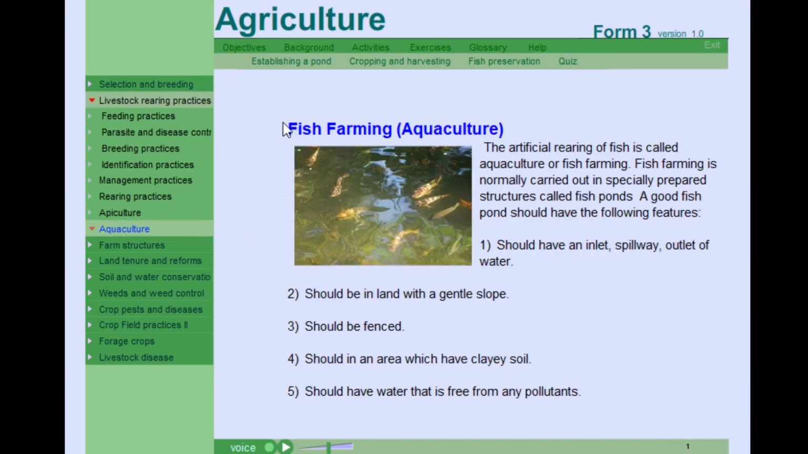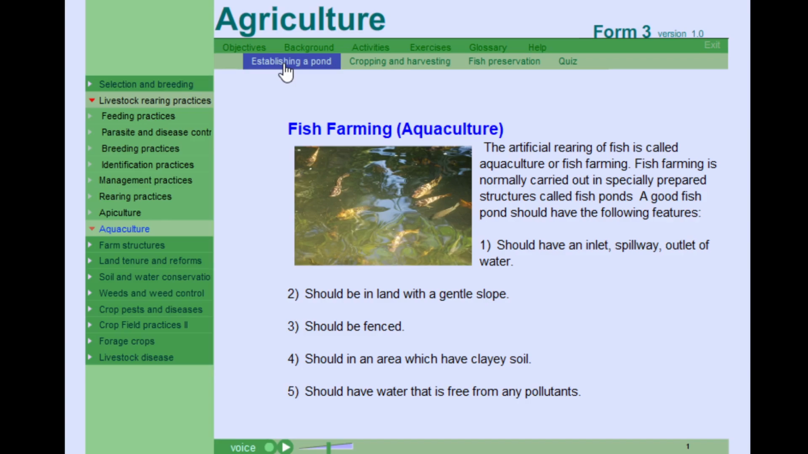Fish farming or aquaculture. Importance of fish. The artificial rearing of fish is called aquaculture or fish farming. Fish farming is normally carried out in specially prepared structures called fish ponds.